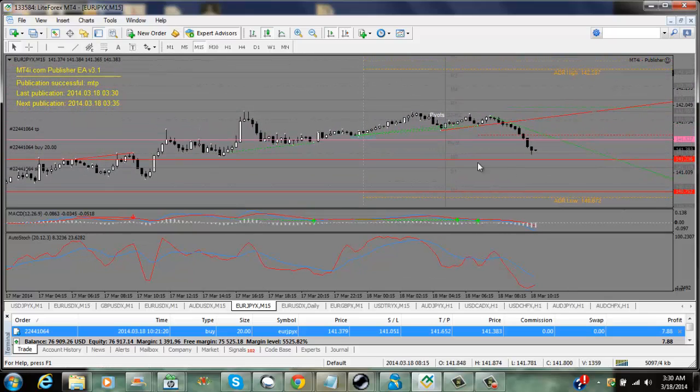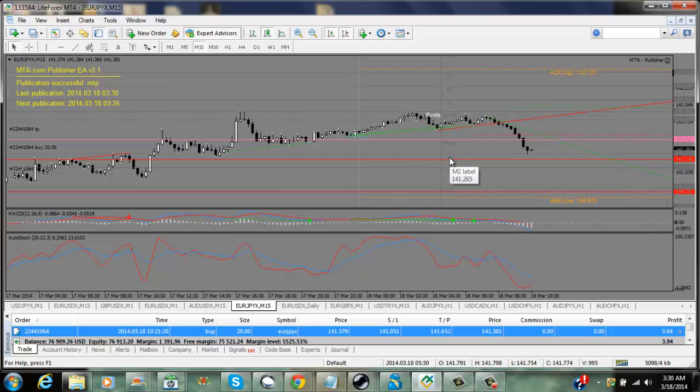And you can see them. Here's the M2. So this is the expected low for the day. And ironically, price is at the expected low. M2, M4. M4, this is the expected high for today. This is taking us into the 142.34 area.